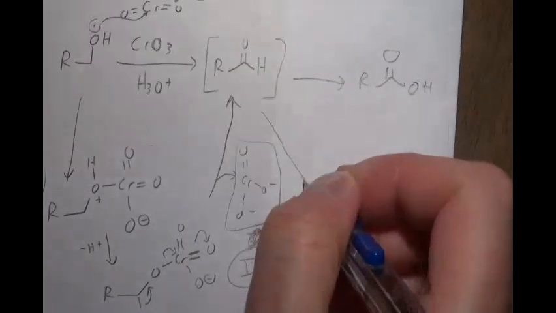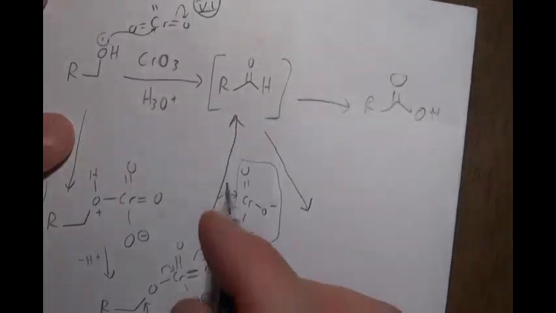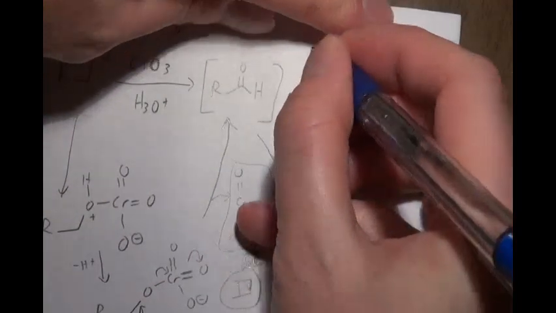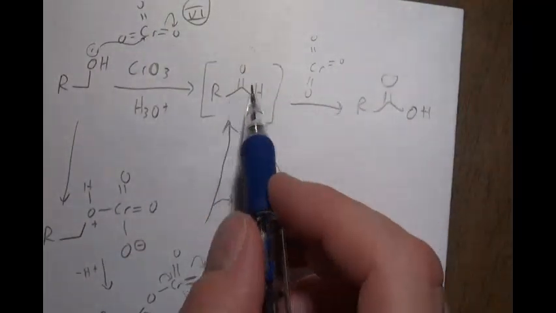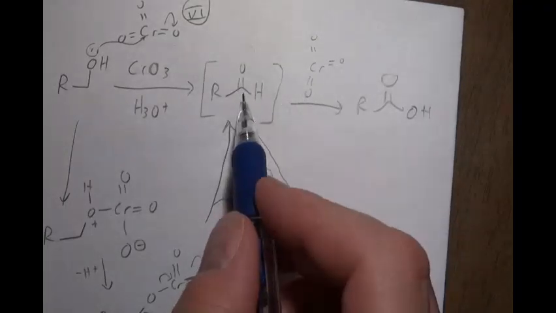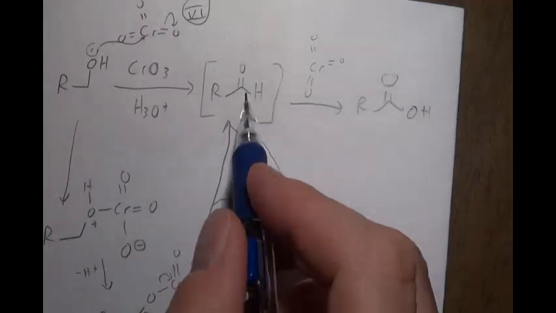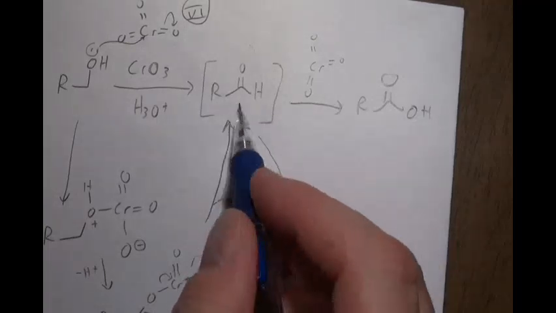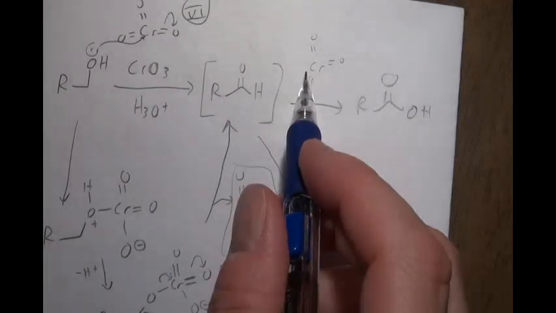So now what do we do? You'd think we need to attack chromium again, right? Like nucleophilically have the aldehyde attack chromium. You'd think we need to do that, right? Problem. Aldehyde's not a nucleophile. It's actually an electrophile. It wants to be attacked, right? Things attack aldehydes. Generally speaking, aldehydes don't go attack other things.